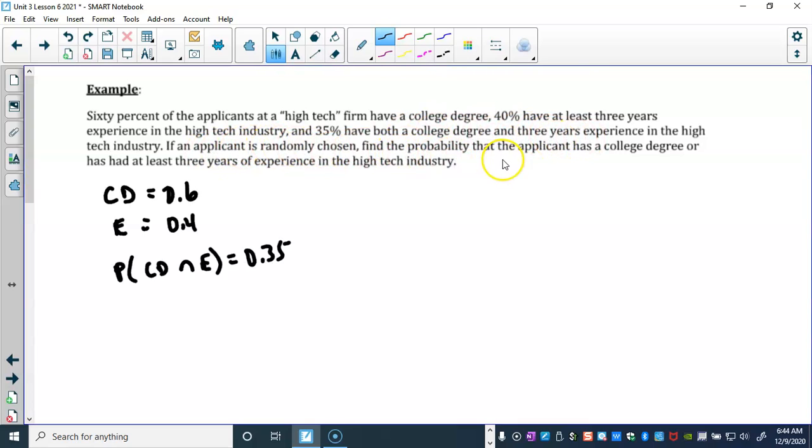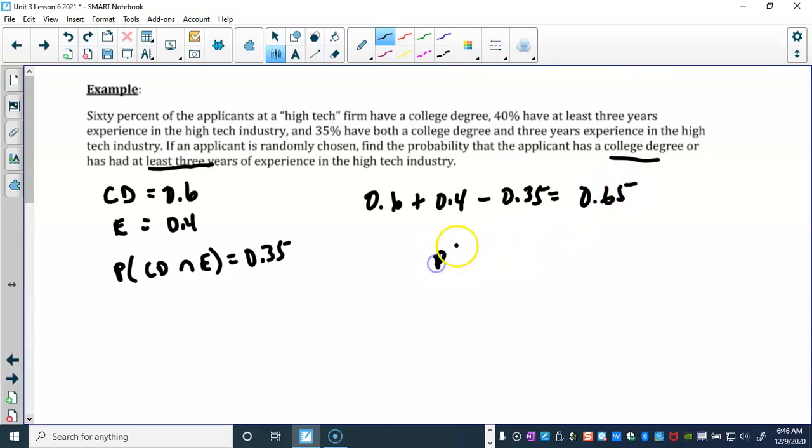Okay, so if an applicant is randomly chosen, we want the probability that they have a college degree or at least 3 years of experience. So in order to find the or, we need to find the individual probabilities, correct? Since we're looking for or, we're going to use the addition rule. So having the college degree, 0.6, plus having the experience, 0.4, minus having both, 0.35. So our answer is 0.65. That's your probability of having a degree or experience.